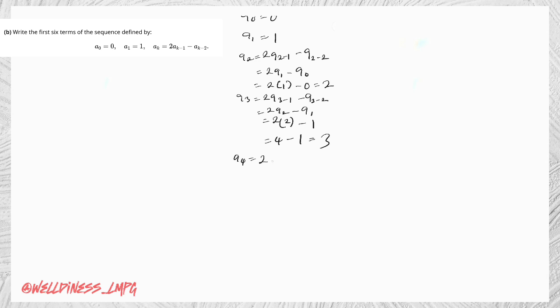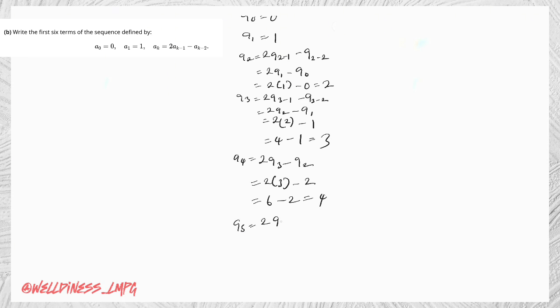Now, to find our A4, all we have to do is substitute 4 everywhere we see K. So what would that leave us with? That would be 2A4 minus 1 minus A4 minus 2. So we know that 4 minus 1 will give you 3 and 4 minus 2 will give you 2. So we are left with 2A3 minus A2. And we know that A3 is 3.